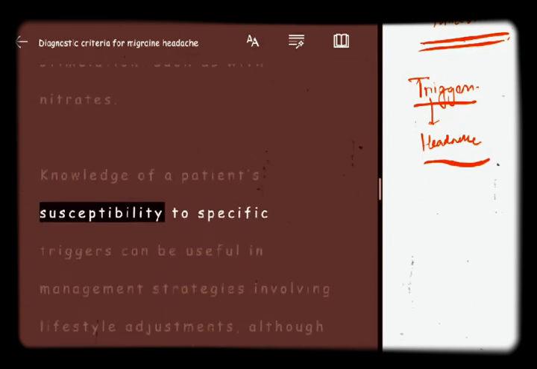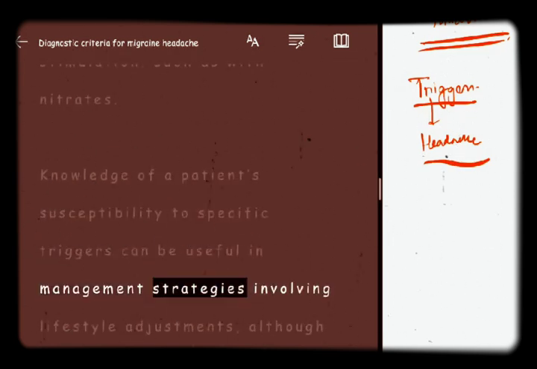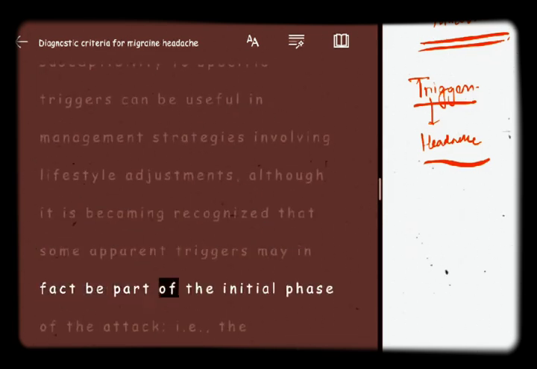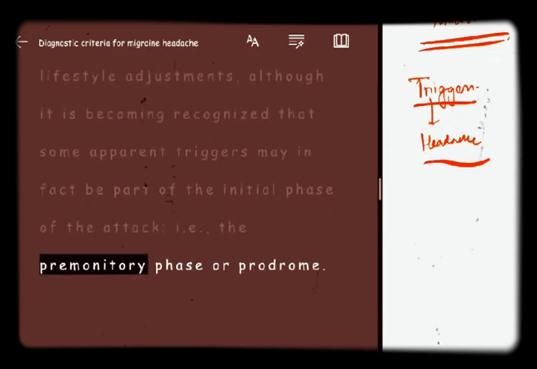Knowledge of a patient's susceptibility to specific triggers can be useful in management strategies involving lifestyle adjustments, although it is becoming recognized that some apparent triggers may in fact be part of the initial phase of the attack, i.e., the premonitory phase or prodrome.